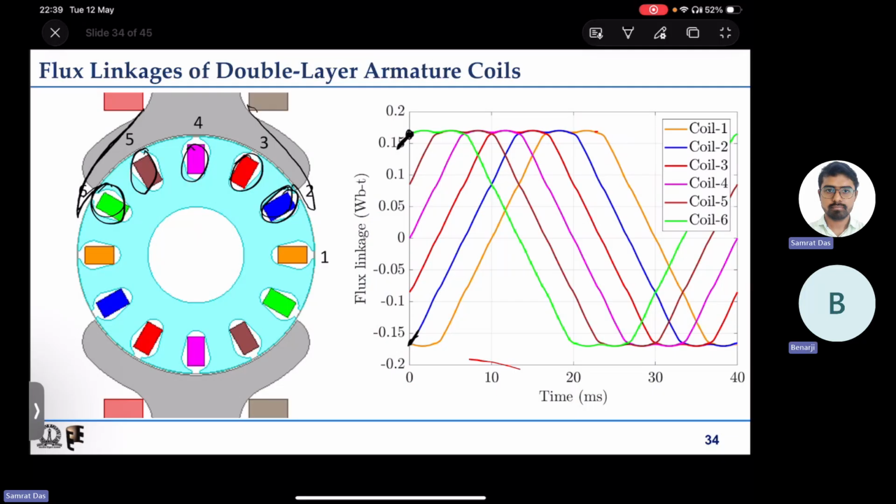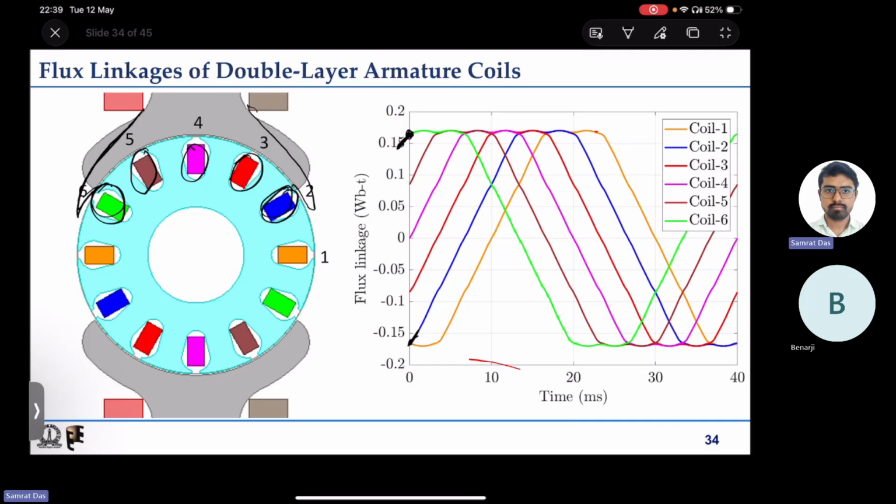As the rate of rise of the EMFs in these five coils is the same, they have equal EMFs which can be added because they are in series. Yes, series, sorry. So all these coils, the rate of change of flux linkage is the same.